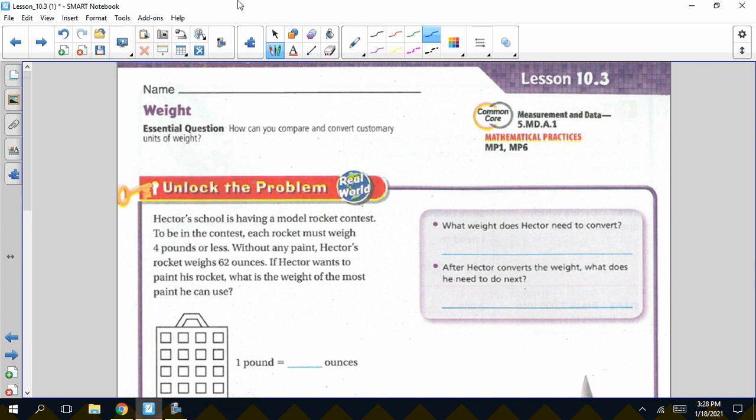Welcome back, students. Today we're going to do lesson 10.3. It's our last lesson of U.S. customary measurement. Today's lesson is over weight. So if you get out your reference sheet or those little flashcards, today we're using ounces, pounds, and tons. As we go through our conversions, we're just converting from ounces to pounds and then from pounds to tons. So there's only two conversions in this lesson.